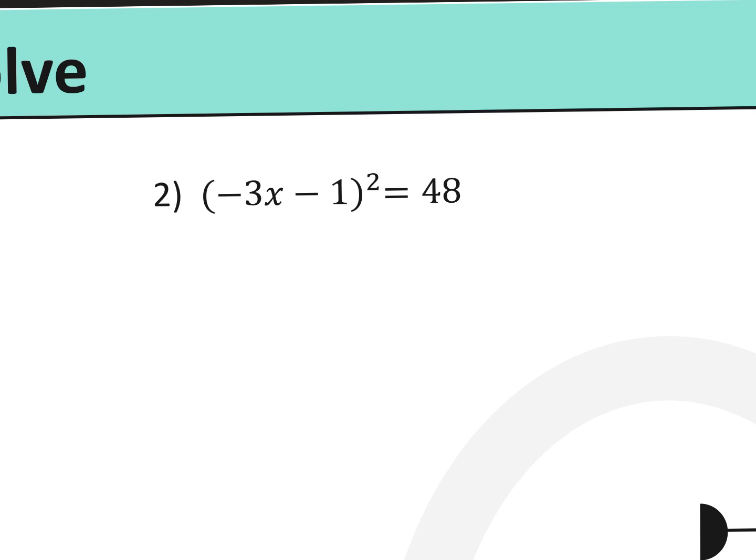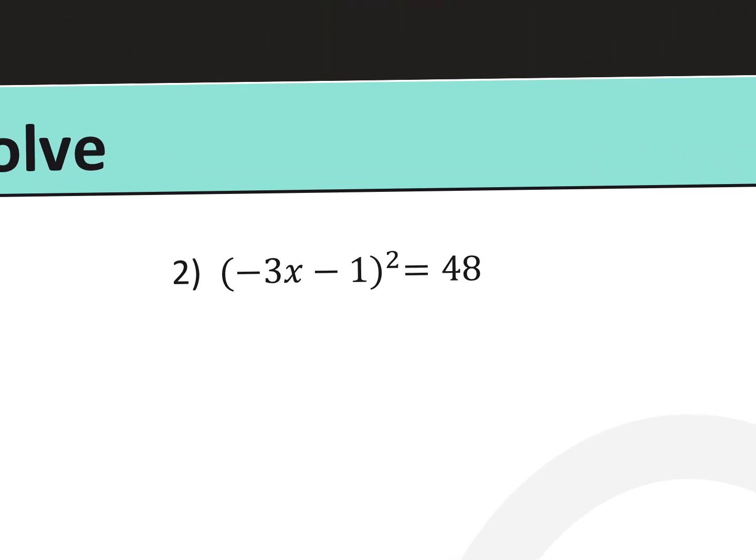Don't FOIL this out and then try to factor it, see what happens. If you have your binomial squared, is there anything being added, subtracted, multiplied or divided to that binomial? No. So how do we get rid of the squared? Take the square root. When you physically put the square root on a number, what do you put in front of your answer? Plus or minus. Now, at this point, if you want to break down 48, go ahead.